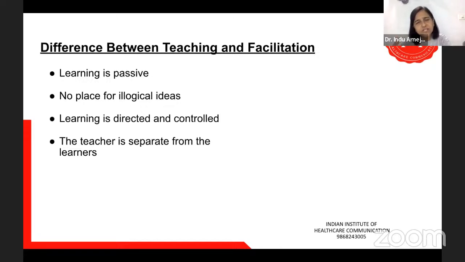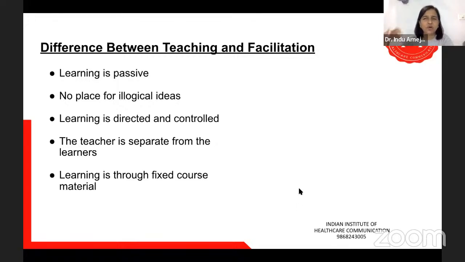And in teaching, normally the teacher is separate from the learner because the knowledge differential is very high. So naturally it gives an authority position to the teacher. And then learning is through fixed course material. This is what we are here to cover. This is what we are going to learn. And that's how we proceed, focusing on the content or the subject or material that needs to be covered. And teaching is mostly about the academic subjects.